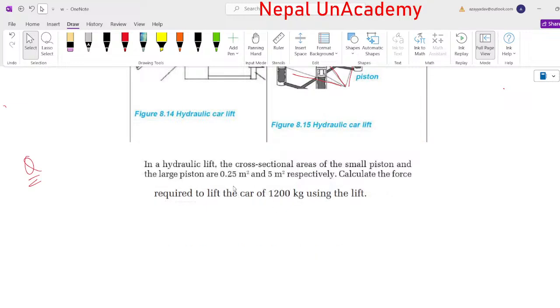In the question, it is telling that in the hydraulic lift, the cross-sectional areas of the smaller piston and larger piston are 0.25 meter square and 5 meter square. Calculate the force required to lift 1200 kg using the lift. So now A1 and A2 are given. So what is A1 and what is A2?